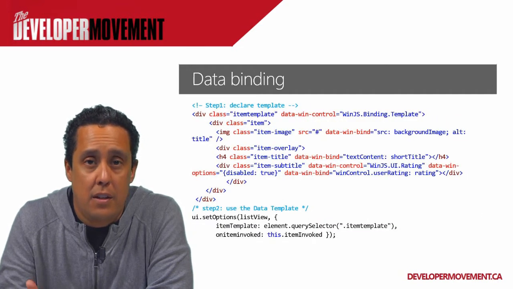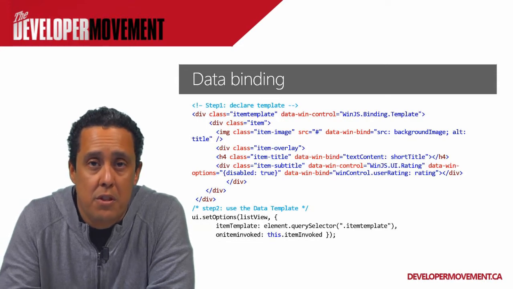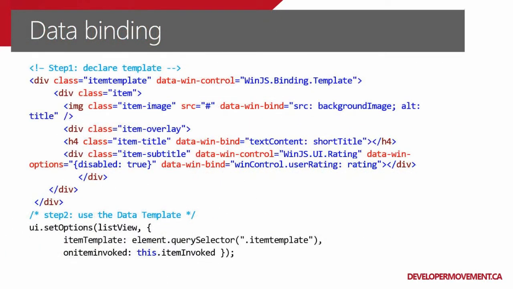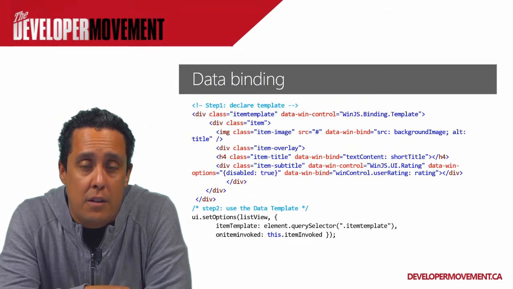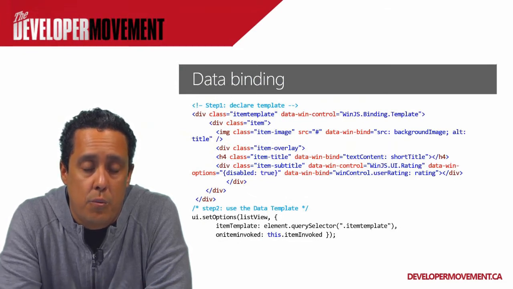Now, data binding is, again, pretty straightforward also. If you've done data binding in XAML or Silverlight, it'd be essentially the same, except instead of using XAML, you are using HTML. So the first thing you need to do is declare your template. So we have our class there, our item template, and set it up as a data-win-control as a WinJS.Binding.Template. And then within there, we have our item, which is going to define how our item is going to look within our application, within our list view.